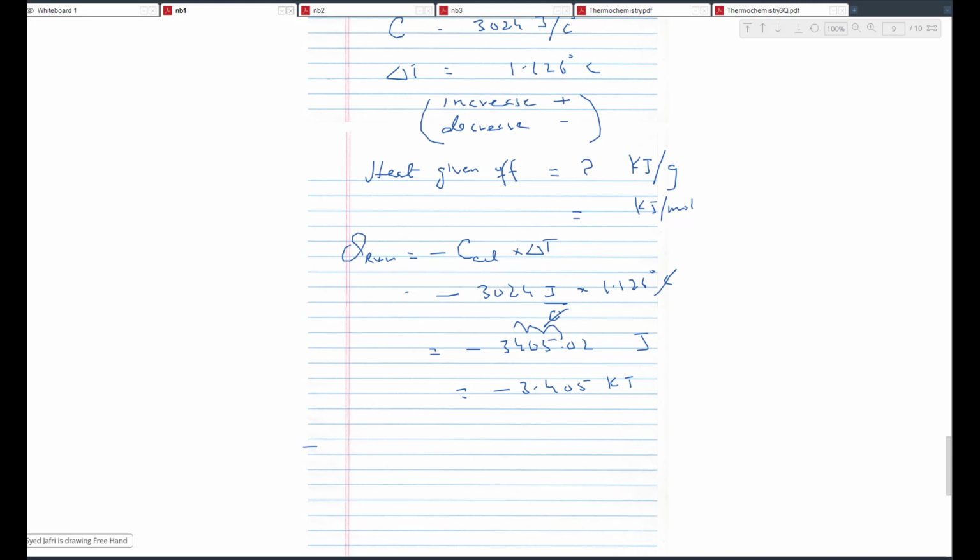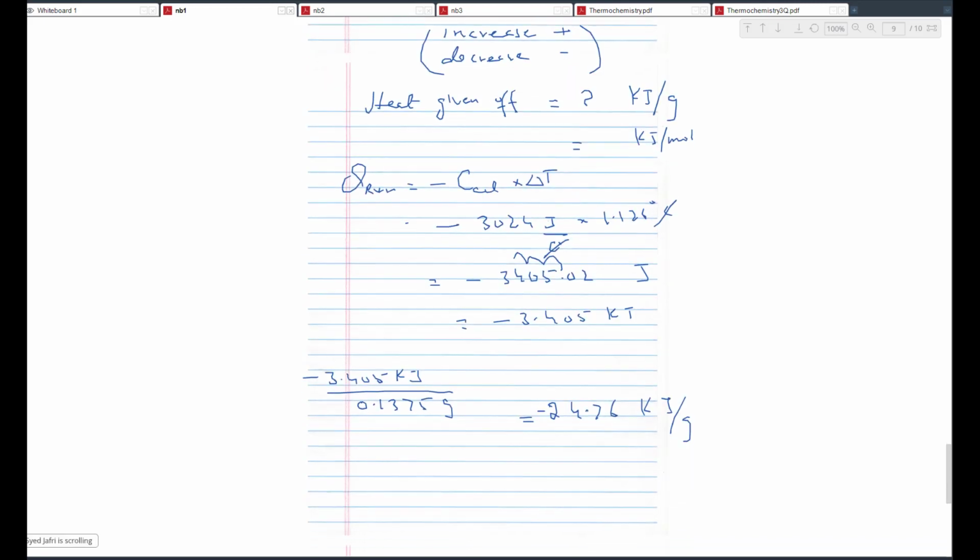But that's not the final answer, because they are asking per gram. So I'm writing 3.405 kilojoules, and this is for how many grams? In the beginning they gave you 0.1375. And look, if you look at the units, you don't have to do anything else. Your answer is already going to be kilojoules per gram. Check this one: 3.405 divided by 0.1375, and what is your answer? 24.76. No, maybe I'm wrong. Let me double check. 3.405 divided by 0.1375. Yes, 24.76 and minus. Are you getting the same answer? Yes. Okay, this is kilojoules per gram.